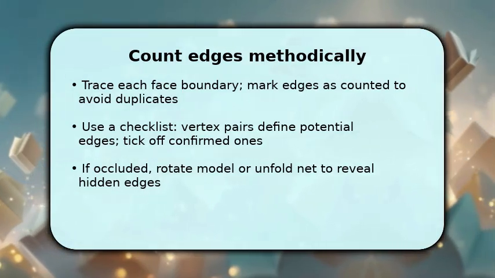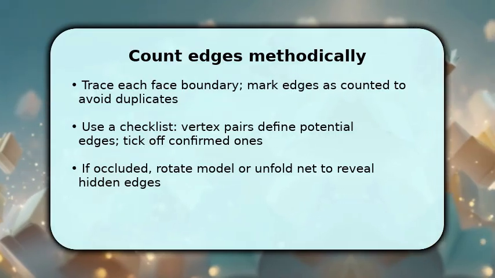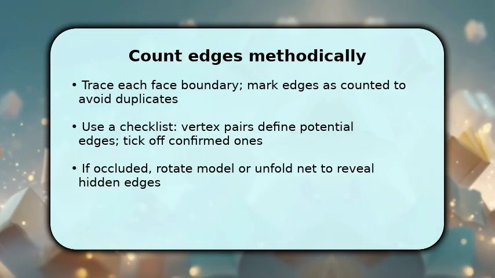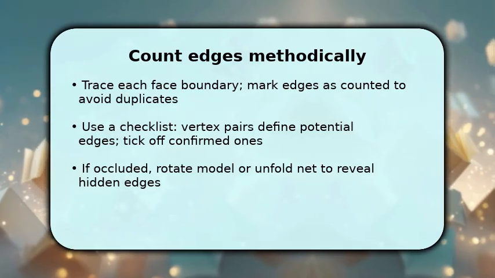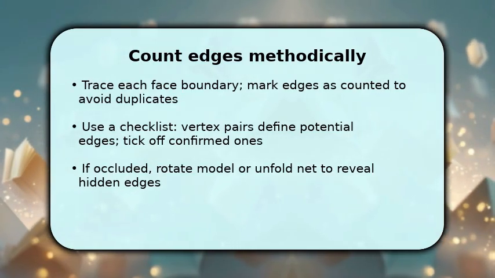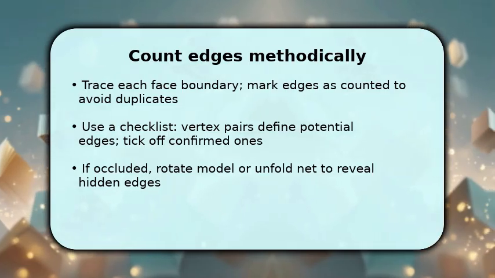If any edge is hidden, rotate the model or unfold the net to expose it. This systematic tracing ensures accurate edge totals and clarifies connections between faces and vertices.